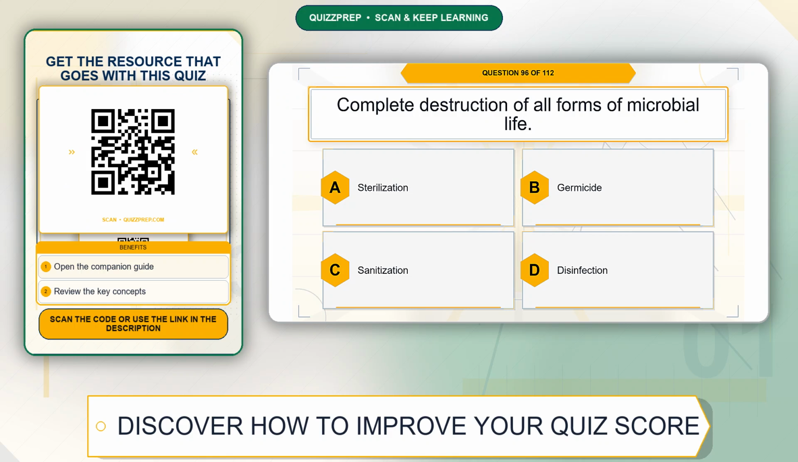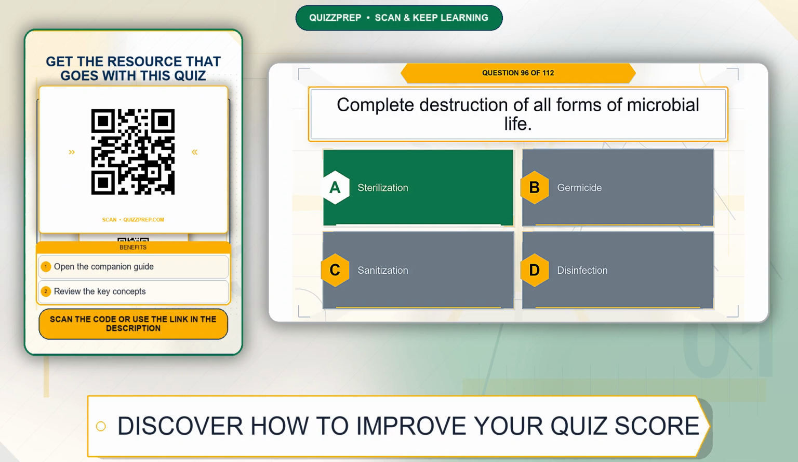Question 96. Complete destruction of all forms of microbial life. Option A, sterilization. Option B, germicide. Option C, sanitization. Option D, disinfection. The correct answer is option A, sterilization.